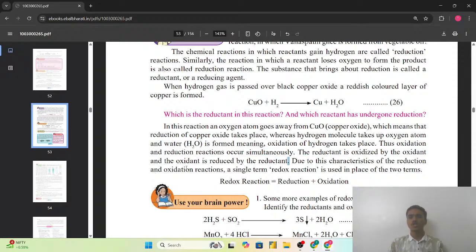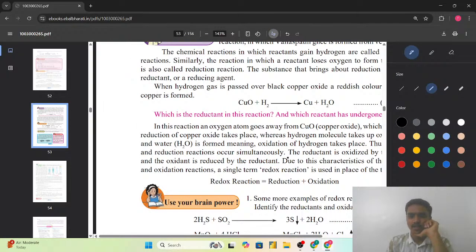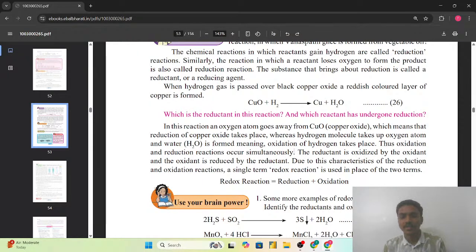मतलब यहाँ पर oxidation भी हो रही है, as copper is losing the oxygen, hydrogen is taking the oxygen, forming the water, hydrogen taking and copper losing oxygen, copper is formed. So यहाँ पर ऑक्सीडेशन और रिडक्शन दोनों दिखाई दे रहे हैं. The reductant is oxidized by the oxidant and the oxidant is reduced by the reductant. ये कंफ्यूजिंग स्टेटमेंट है जो कि यहाँ पर किया गया है. The reductant is oxidized by the oxidant and oxidant is reduced by the reductant. क्या है यहाँ पर? मतलब जो रिडक्टेंट है वो ऑक्सीडाइज करेगा और ऑक्सीडेंट जो है वो रिडक्टेंट मतलब रिड्यूस करेगा.